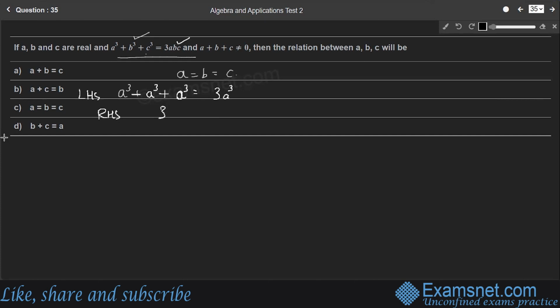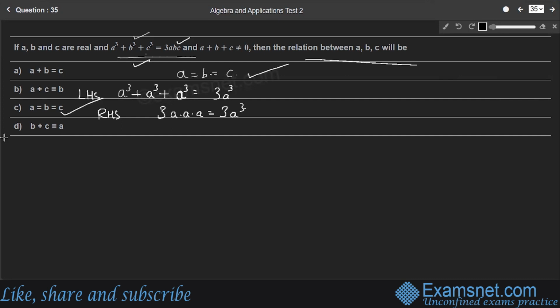So 3ABC becomes 3 times A into A into A, which is 3A cube. Therefore, the condition holds good only when A is equal to B is equal to C. Otherwise, this condition LHS cannot be equal to RHS. So the relation between A, B and C will be option C: A is equal to B is equal to C.